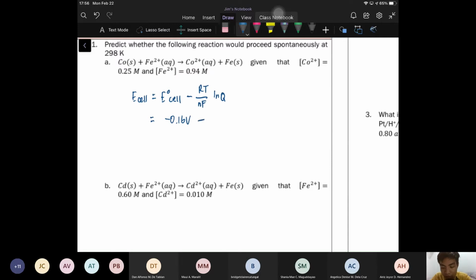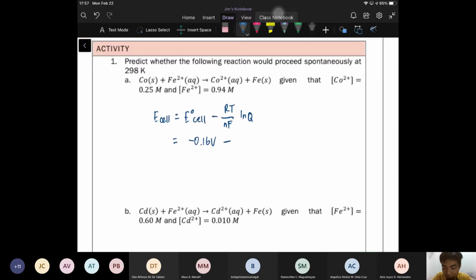Okay? So, that's negative 0.16 volts minus R. Yung numbers na lang ilalagay ko ha. Numbers na lang. 8.314. Temperature, 298 Kelvin daw. Okay. nF, no? So, yung F, Faraday's constant, 96485. n is the moles of the electron. Ito question. Ano yung moles ng electron natin sa equation?